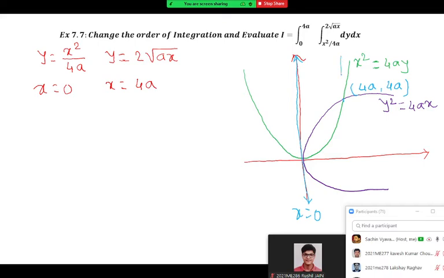So x equal to 4a is a line parallel to the y-axis. The region is in between these two straight lines, x equal to 0 and x equal to 4a, and between the two parabolas. So the required region is this one. That's the region of integration.